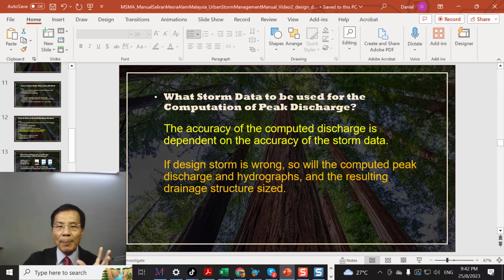The accuracy of the computed discharge is dependent on the accuracy of the design storm. So if the design storm is wrong, so will be the computed peak discharge. And this applies to all the methods of computation I just mentioned earlier, whether it's the rational method or the hydrograph method. The storm data used must be accurate, or else it will give you the wrong estimate of the peak discharge, no matter what method of computation you use.